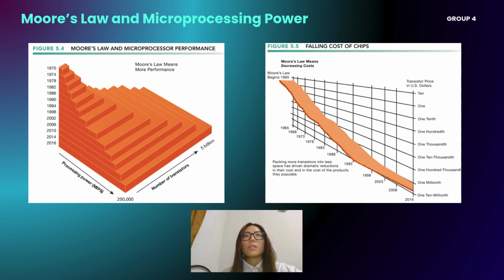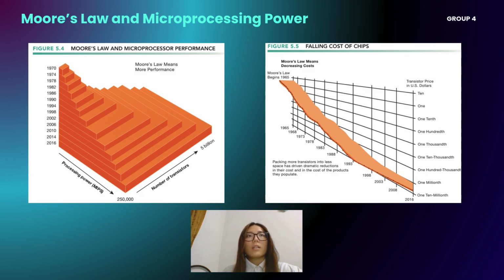Figure 5.4 illustrates the relationship between number of transistors on a microprocessor and millions of instructions per second (MIPS), a common measure of processor power. And Figure 5.5 shows the exponential decline in the cost of transistors and rise in computing power.